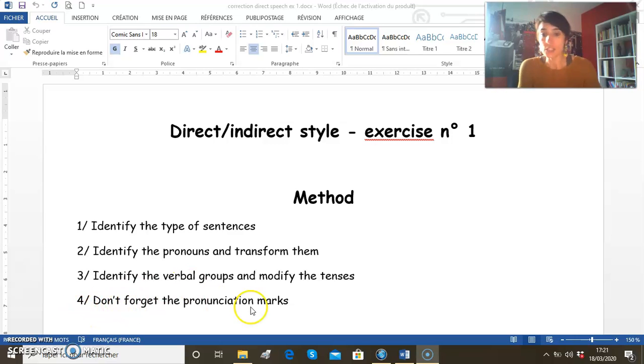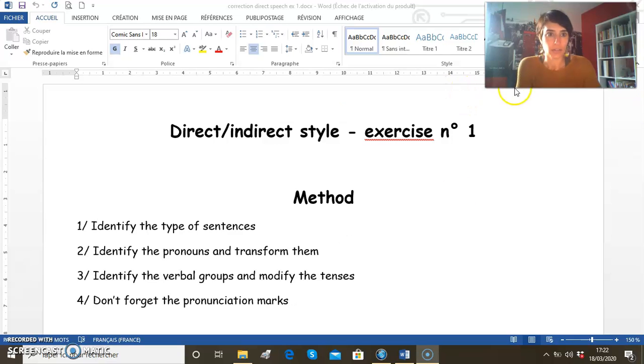And finally, you know that I'm really rigorous about punctuation, and so here you need to be careful about this. So here there's a mistake, it's not pronunciation but punctuation marks. In this case, it's especially for the direct style where you've got to avoid forgetting the colon and the question marks.